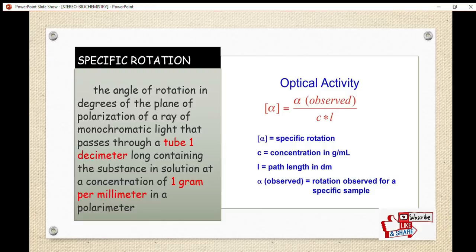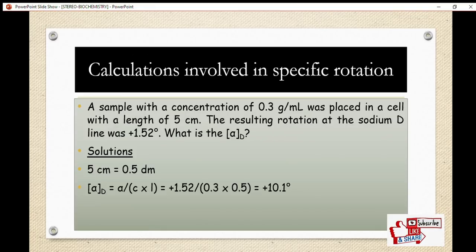Okay, so let's do some simple calculations involved in specific rotation. A sample with a concentration of 0.3 gram per mL was placed in a cell with a length of 5 centimeter. The resulting rotation of the sodium D line was 1.52 degrees in the positive direction. What is the specific rotation? That is the alpha with the sodium D lamp. Okay, so that's how it is represented.